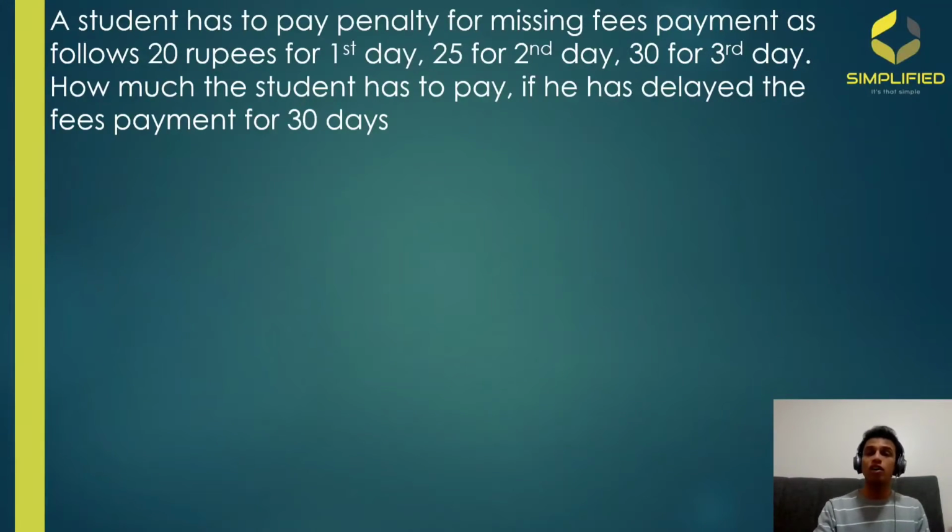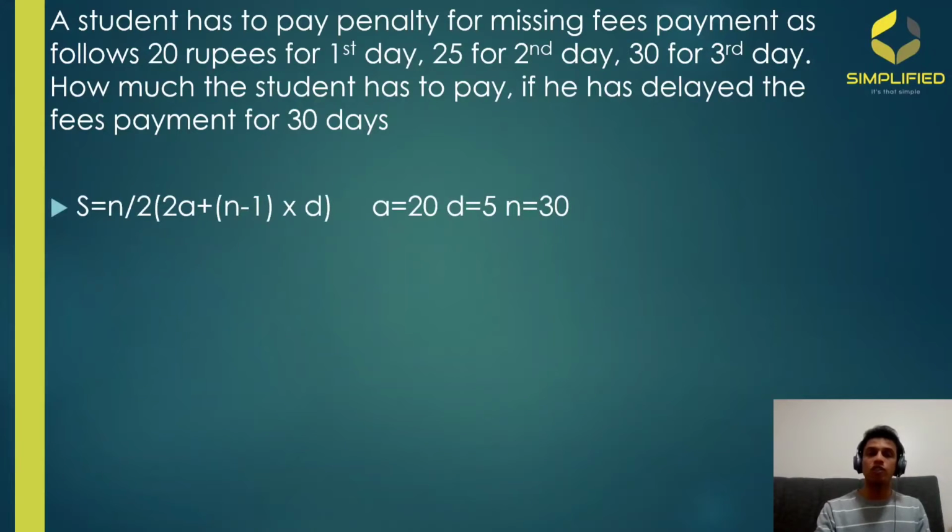So we have already got the sequence actually. So of course the first term is 20 because the first day penalty is 20. Common difference is 5 because it has been increasing by 5 each day. Now the last term or the term up to which we need to find the sum is 30. So that's the reason n is equal to 30. Now we know the equation of sum of arithmetic progressions. So we are going to substitute all these values in that equation.